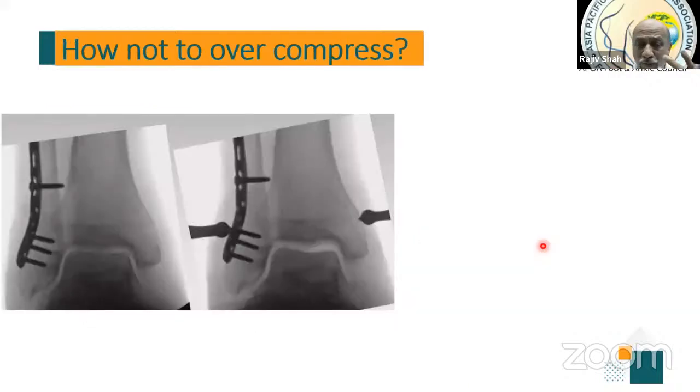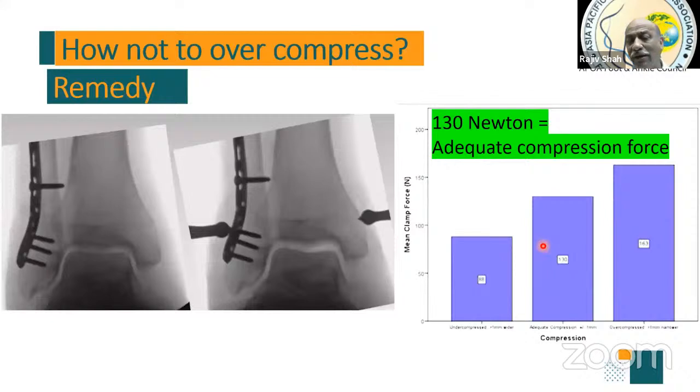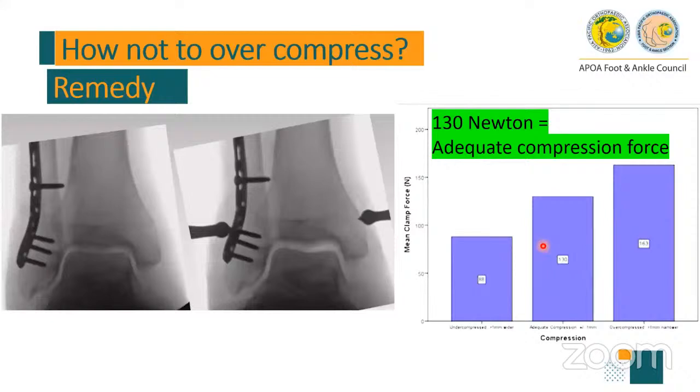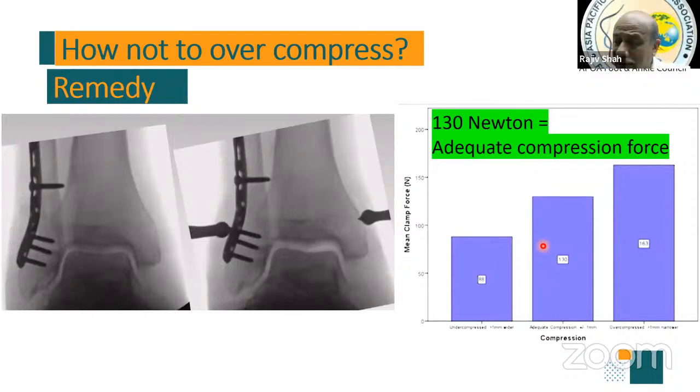Now, how not to overcompress? As somebody said, it could be overcompressed. If you want not to overcompress, you have to calculate the adequate compression force. And what is that adequate compression force? A study said that 130 Newton is the adequate compression force. Now, how do you quantify this 130 Newton force in a real life situation? When you are operating, how do you make sure that the compression force you are giving to the syndesmosis is 130 Newton?